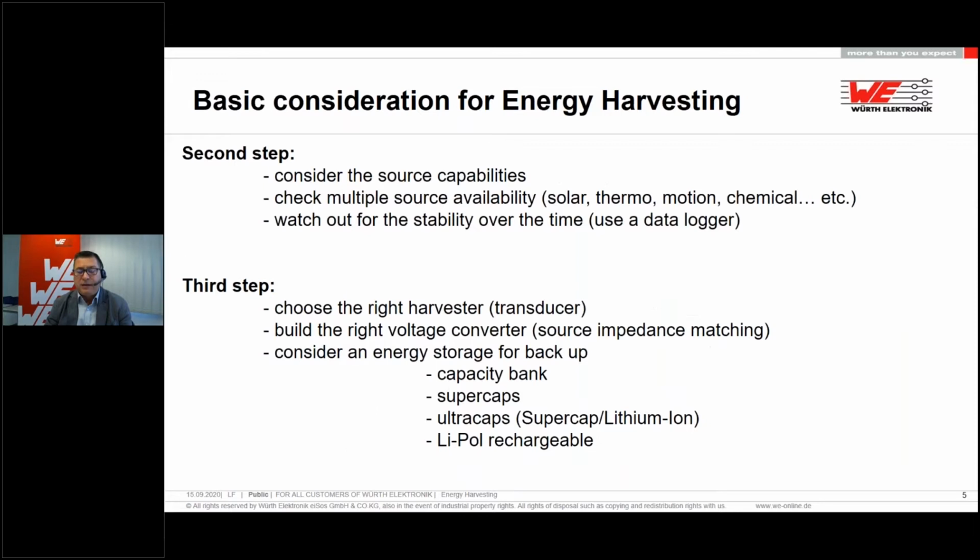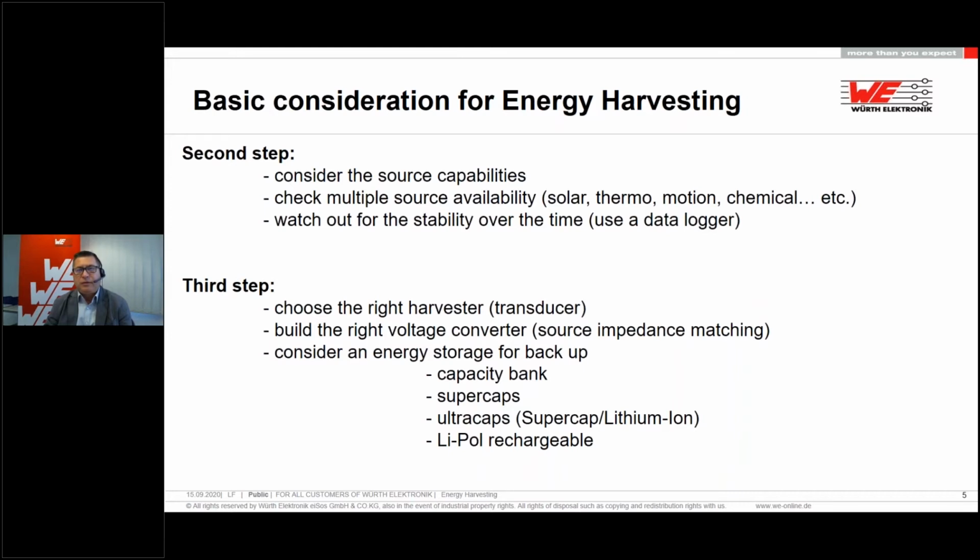The second step, you have to consider which kind of different source capability you have around the device. You can harvest at the same time solar and thermoelectric, or you can harvest solar and movement, or movement and thermoelectric. It depends on the environment. Better is to have a multi-source combination, than to concentrate on just one source.